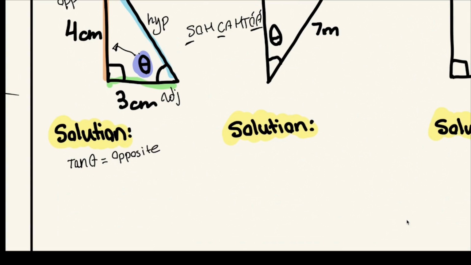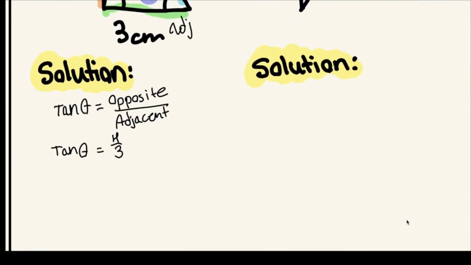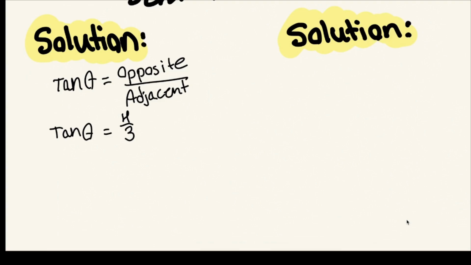And you don't have to do all of this work. You can just say O and A, opposite and adjacent. So now what we do is tan theta equals, and we plug in those values, 4/3. And now how you solve this is not that hard. All you have to do is isolate for theta. And how you isolate for theta is by taking that tan away from it.